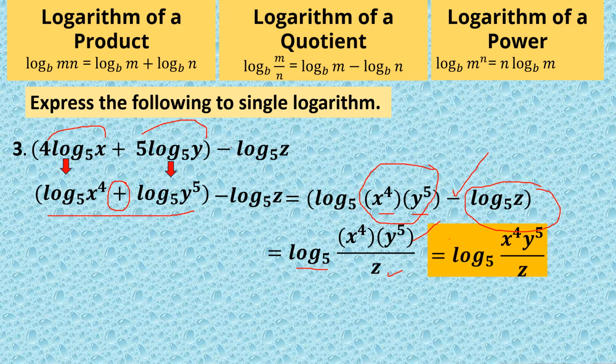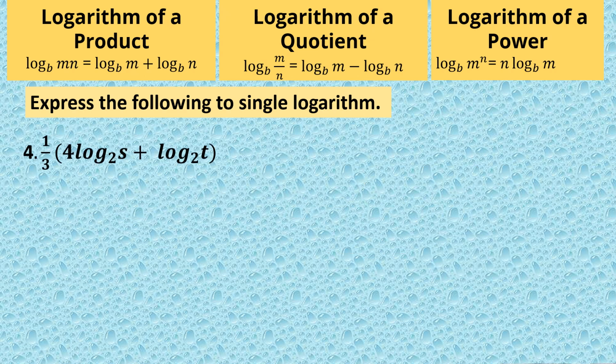Therefore, we can also finalize it by isolating the parentheses; they are just the same value. So we are going to proceed to number 4. Number 4 is 1/3 times 4 log of s to the base 2 plus log of t to the base 2.